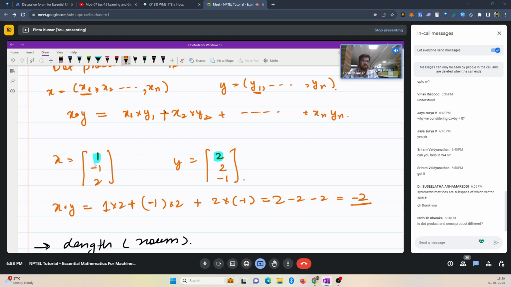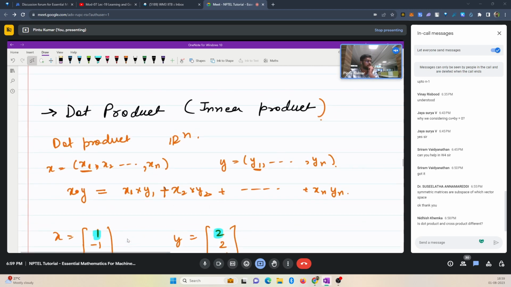Nidish, yes, dot product and cross product are very much different. In linear algebra, we generally use the dot product. You might have come across the cross product in your class 12 physics and mathematics. In linear algebra, we generally don't come up with the notion of cross product.